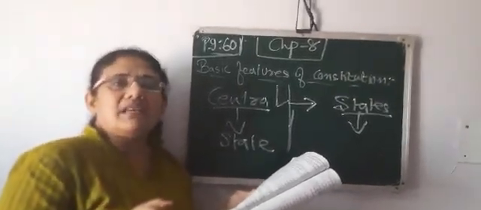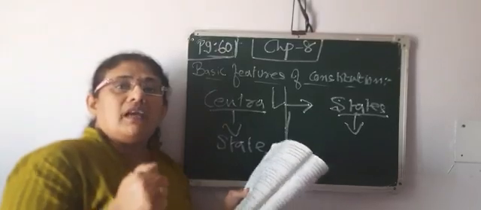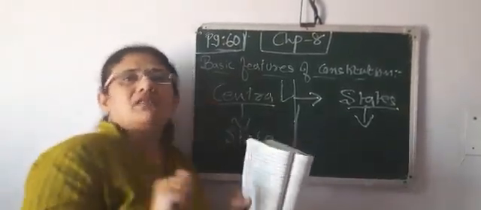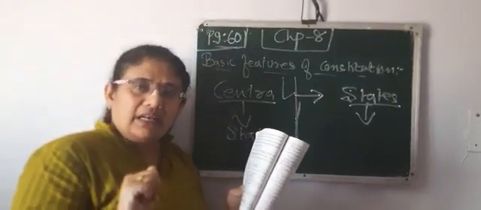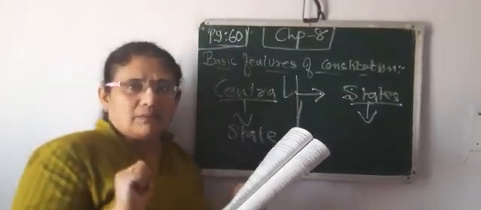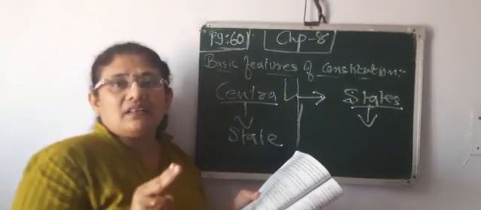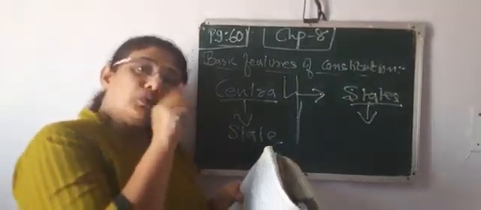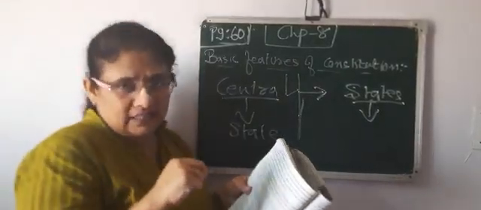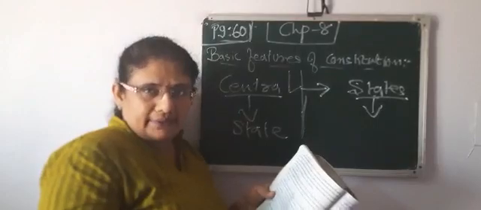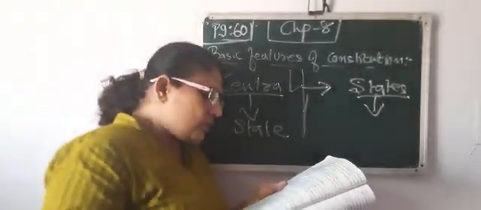Now state list means whatever power has been given to the chief minister, even the prime minister cannot interfere in the state government. That is known as the state list. Now concurrent list means where the union list and state list, means central government and state government, will work together. So first we will go through the union list.